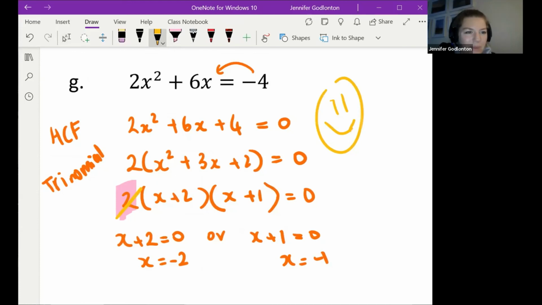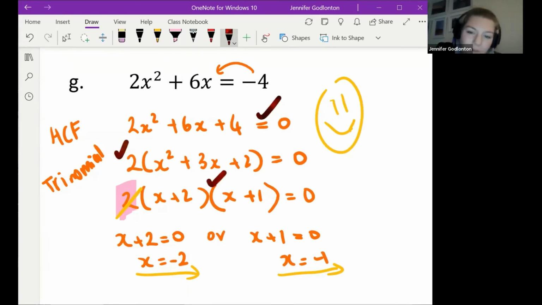Nice job. Okay, so we land up with our 2 answers. x is equal to -2 and x is equal to -1. Let's go through how these marks would work. You'll get a mark for making it equal to 0. You'll get a mark for taking out your highest common factor. You would get a mark for factorizing your trinomial and a mark for each of your answers.